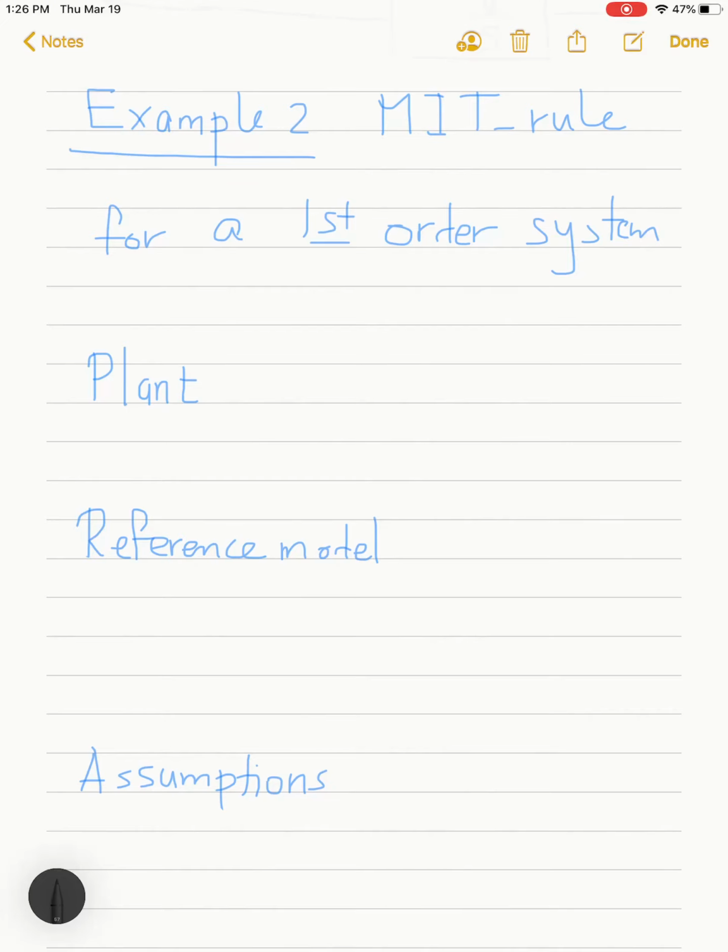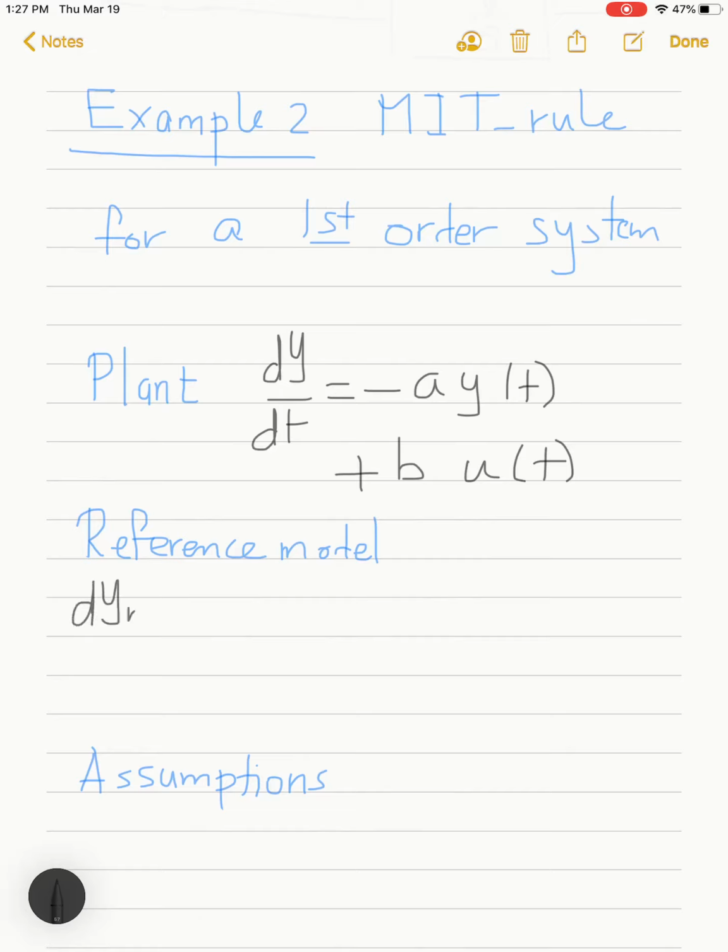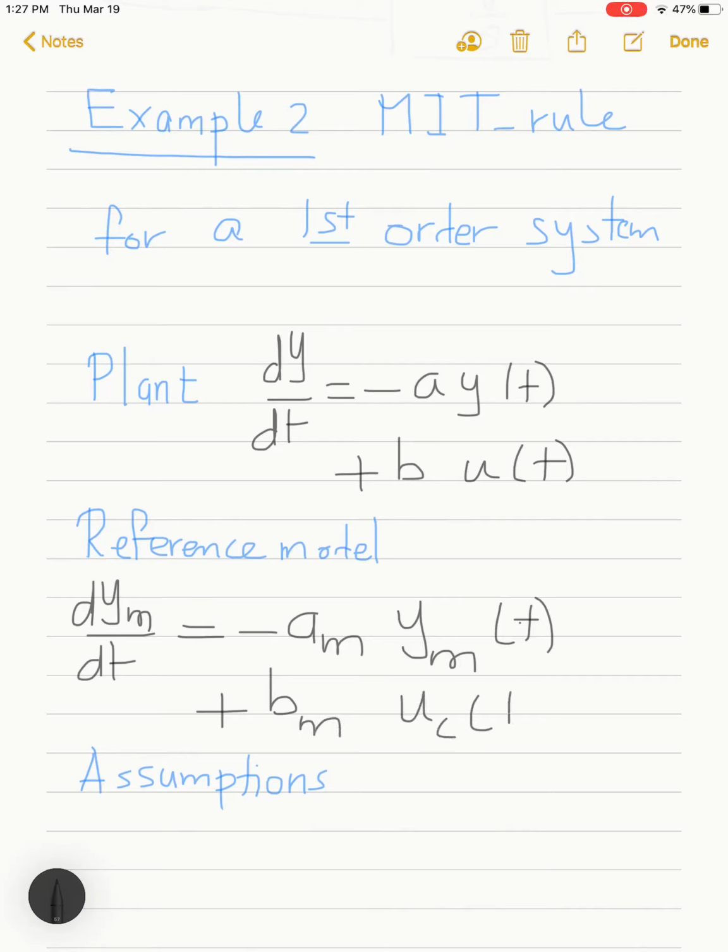As a second example to illustrate the implementation of the MIT rule, I'm going to consider a first order system, dy/dt = -a y(t) + b u(t). And of course here a and b are not known. The reference model is another first order model, dym/dt = -am ym(t) + bm uc(t).